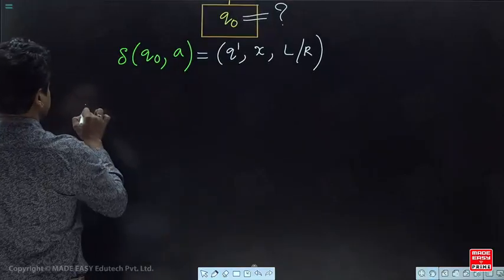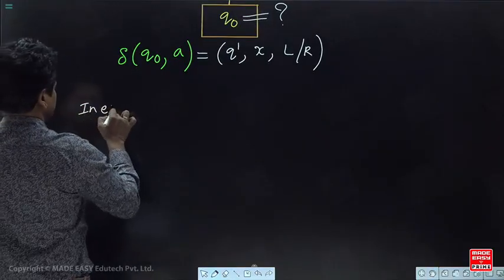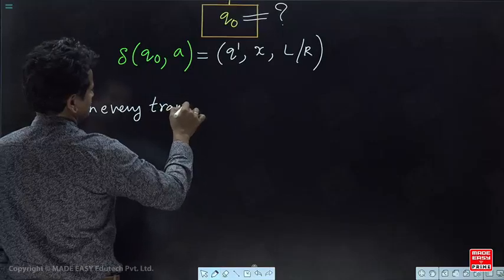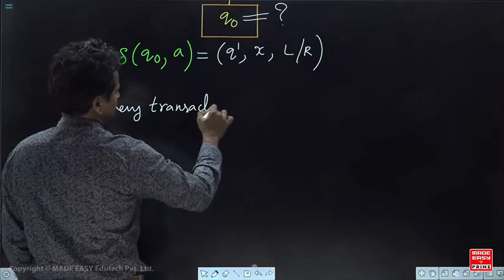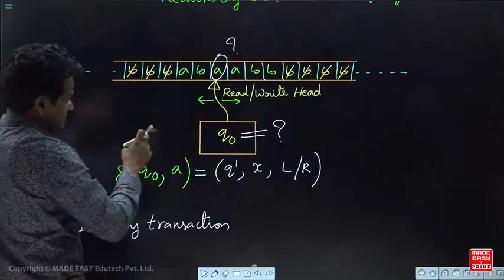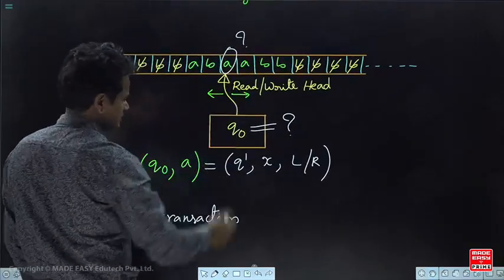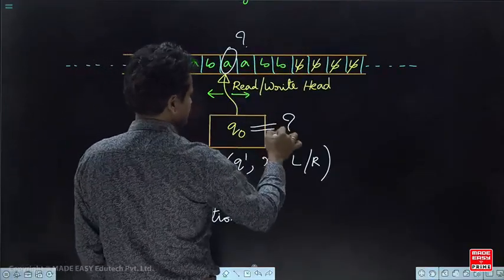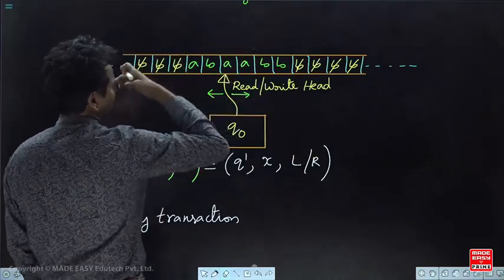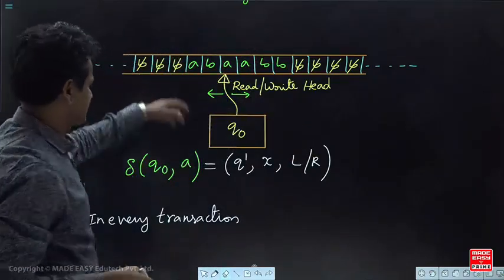Now take this. In every transition, copy. Better you just copy this diagram, then you will understand better.